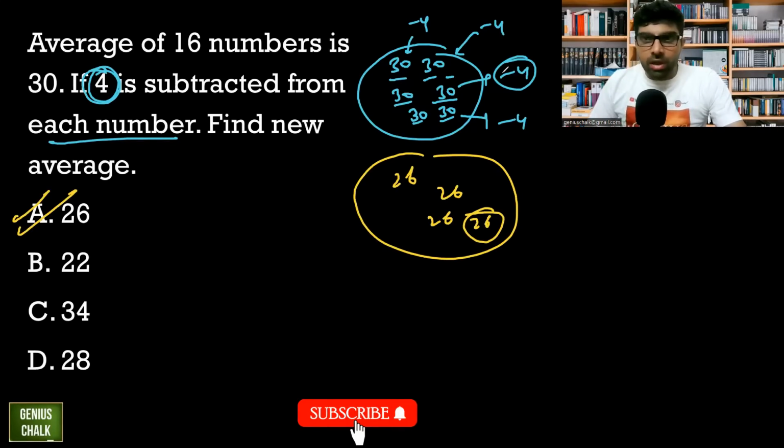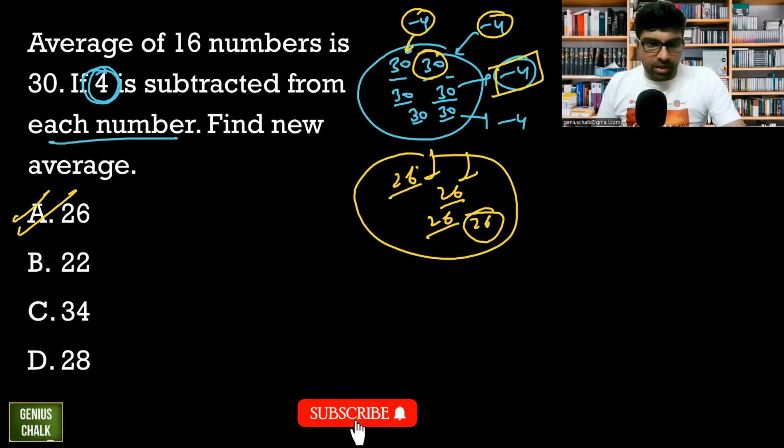Why is this happening? Because it's an equal distribution. Average means equal distribution. Everybody is having 30. So everybody is subtracted with minus 4. That means everybody has come down to 26. And that equal contribution is called the average only. So 26 is my answer.